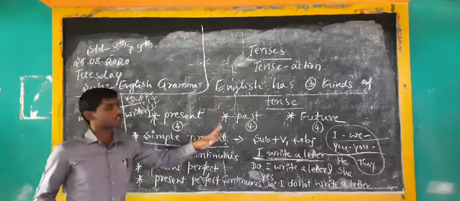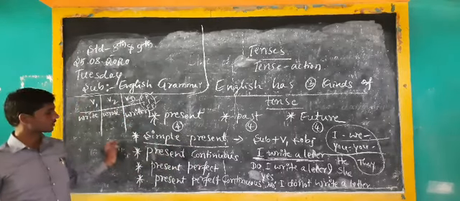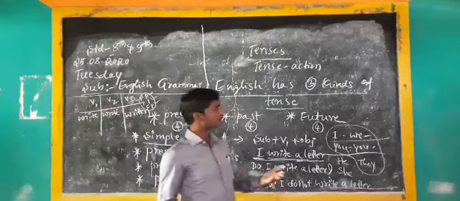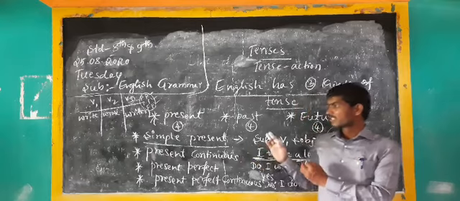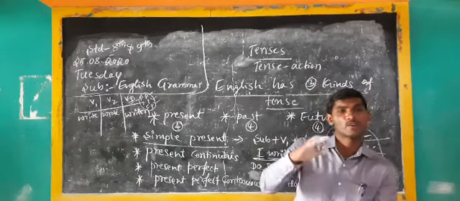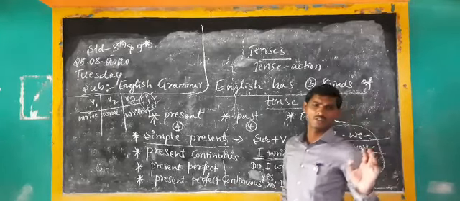English has three tenses: present, past and future. In this session we have to understand only simple present. So you have to write a minimum of 10 simple present sentences and convert them yourself into question sentences and also yes or no sentences.